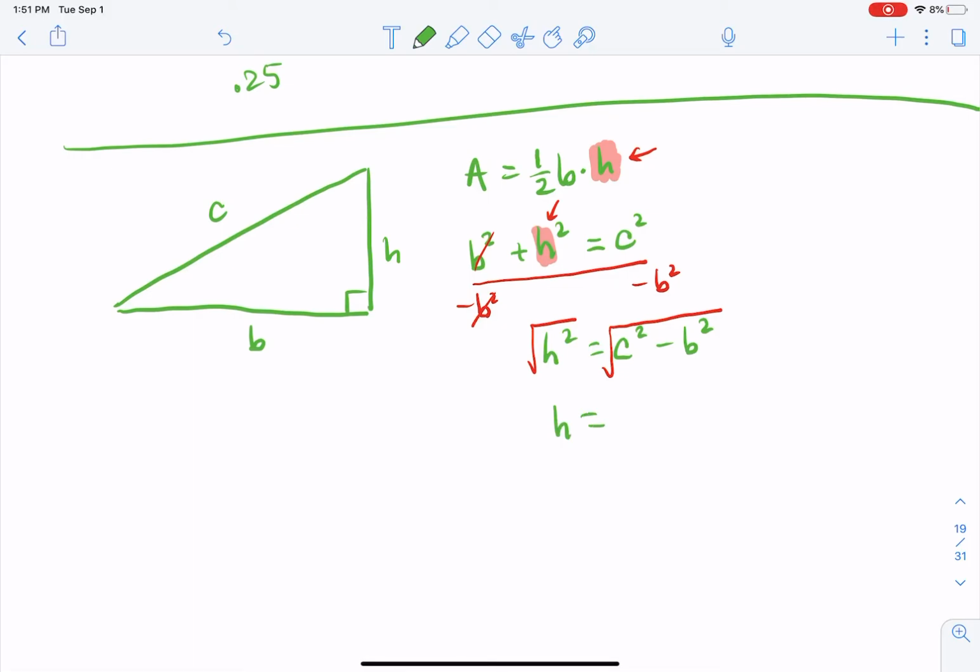So I'm just going to have, in green, my height is equal to the square root of c squared minus b squared. On the right-hand side, there is nothing to simplify here. You cannot break up that square root and the difference of these two squares underneath the square root symbol.